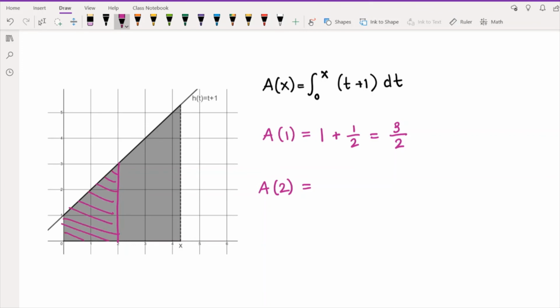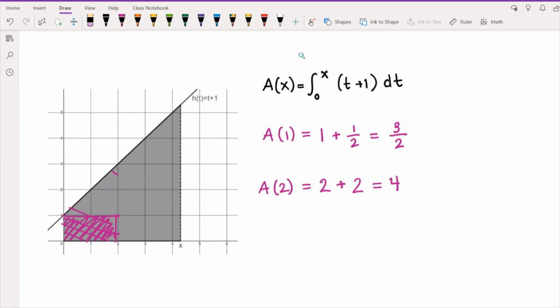So what is this area going to be? Well, now again, we can do a rectangle. So we can add up this bottom part as our rectangle. So that would be 2. And then this triangle is going to be base times height over 2. So that's 2 times 2 over 2. The area of this triangle part is 2. And so all together, we have 2 plus 2. So we have 4.